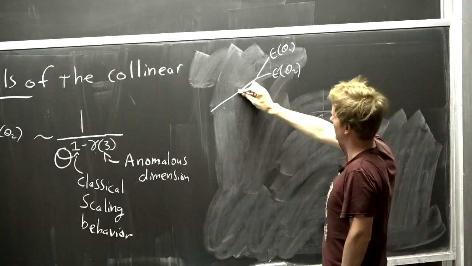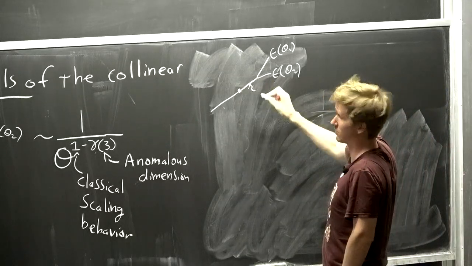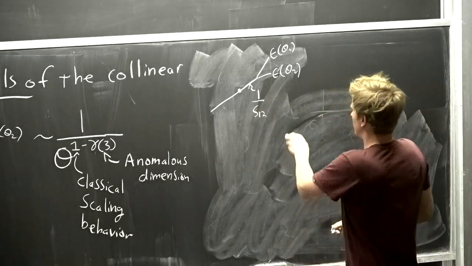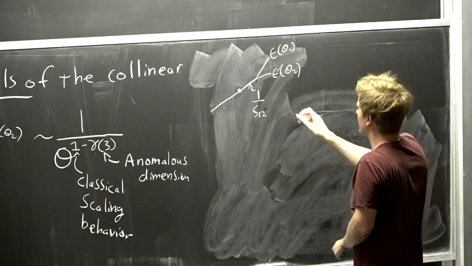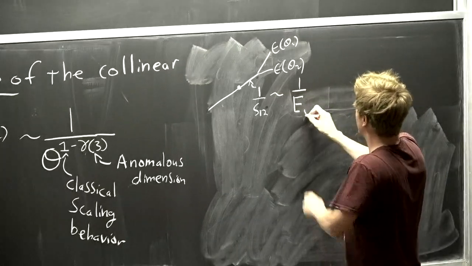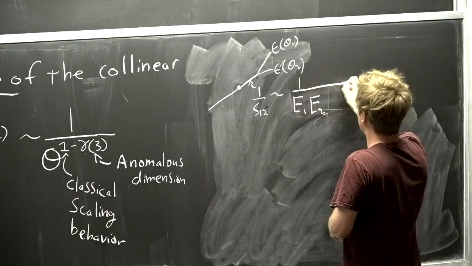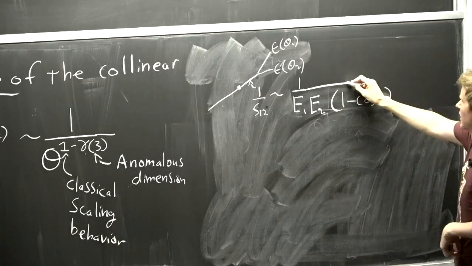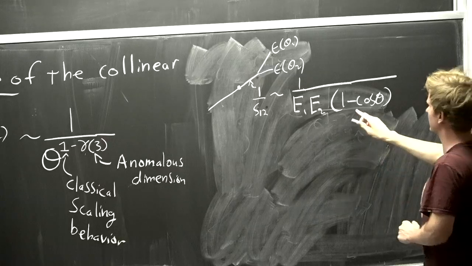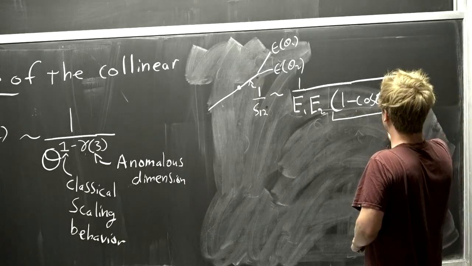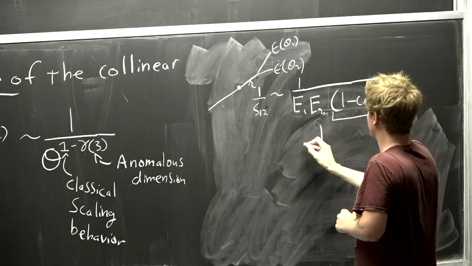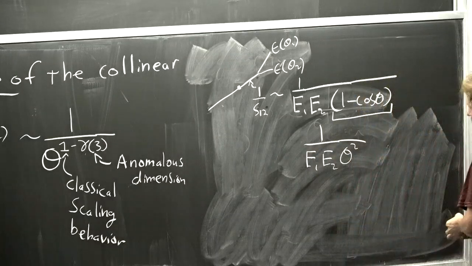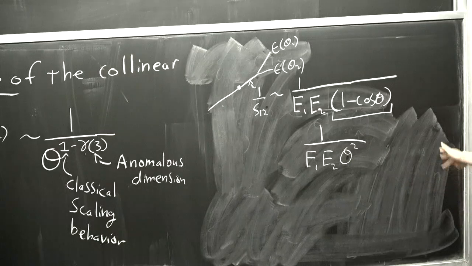What one should do to understand the scales in the problem is to look at the structure of propagators. In particular, this 1 over S12 is the scale of this propagator, and this is loosely 1 over the energy of each of these times 1 minus cos theta, and there's some factors of 2, which I've dropped. In the small angle limit, this piece goes like theta squared, so this is like 1 over E1, E2, theta squared. And so this is why you have this behavior in theta, that it grows large.